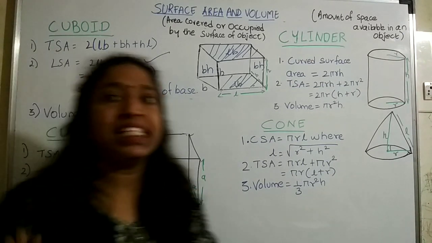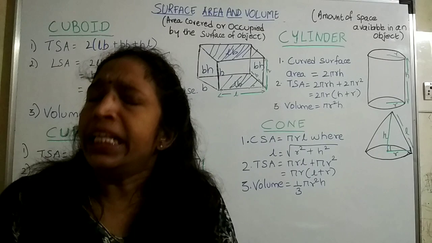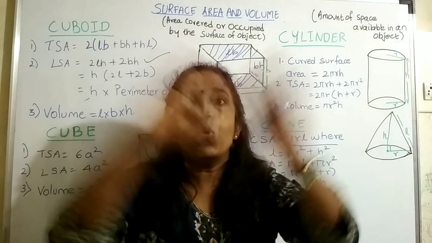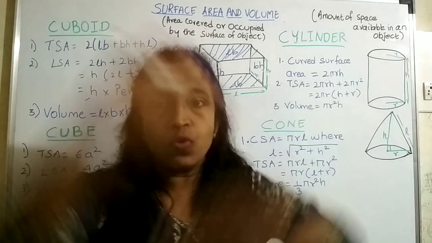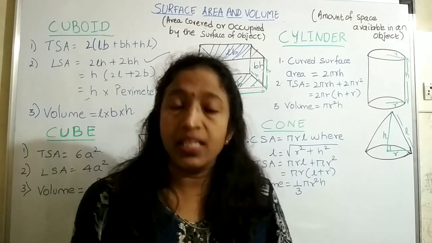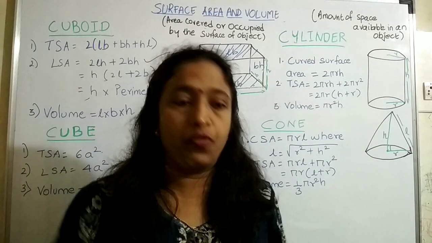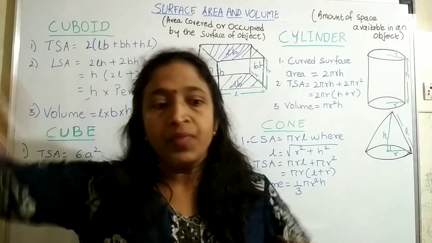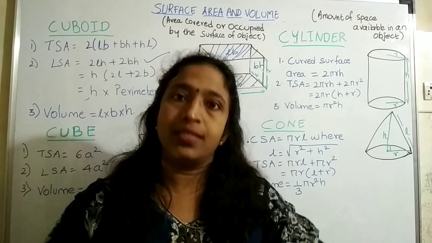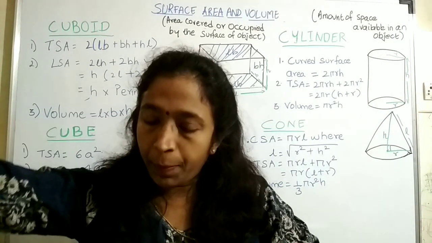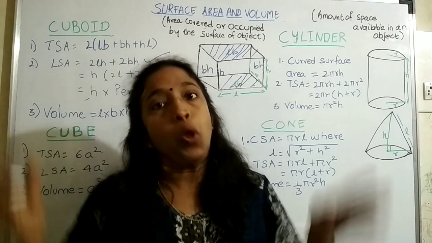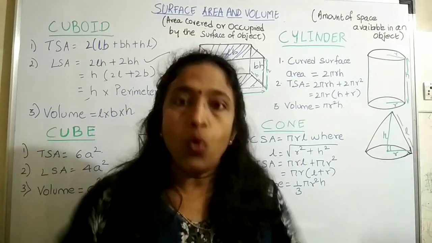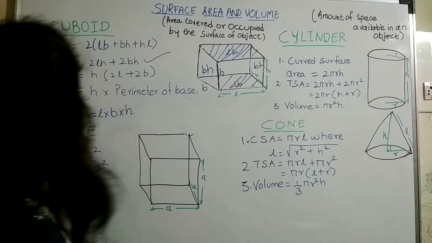When we say LSA, lateral surface area, it literally means that we don't consider the upper base and the lower base. Only the 4 sides are considered. Lateral surface area, I repeat, only the 4 surfaces are considered, the ones with the vertical faces. The upper portion is removed and the lower portion is not considered. Only the 4 walls we can say. When I say a cuboidal room, only the 4 walls. So that is lateral surface area.